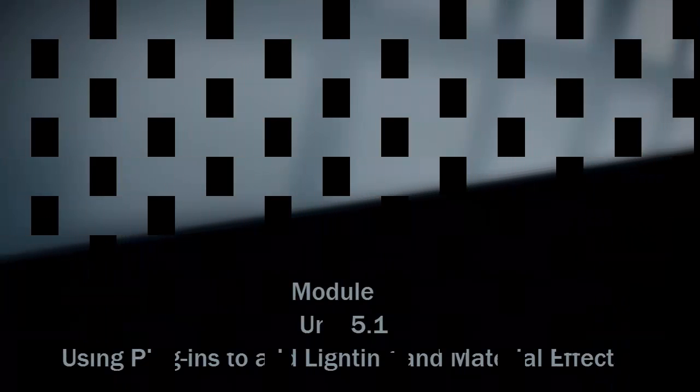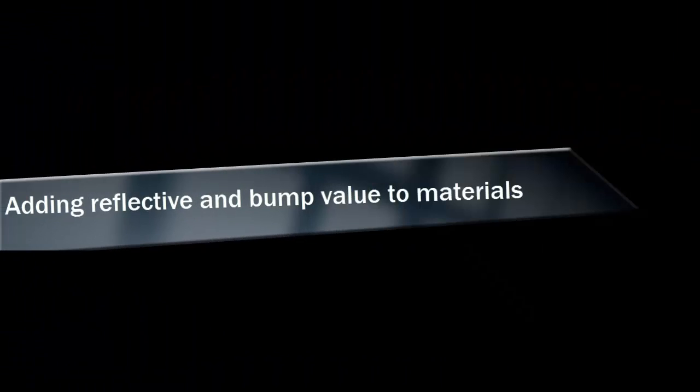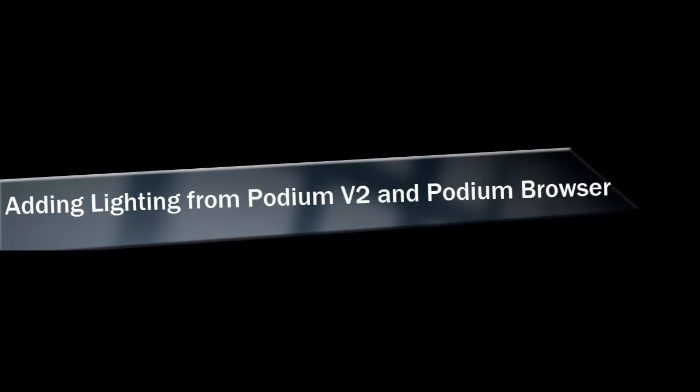This is Module 5, Unit 5.1, using plugins to add lighting and material effects. Today, we'll be adding reflective and bump value to our materials. We'll be adding lighting from Podium V2 and our Podium browser. And finally, we will be exporting photorealistic views of our drawing.